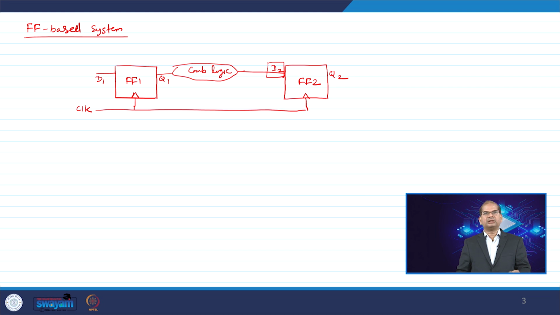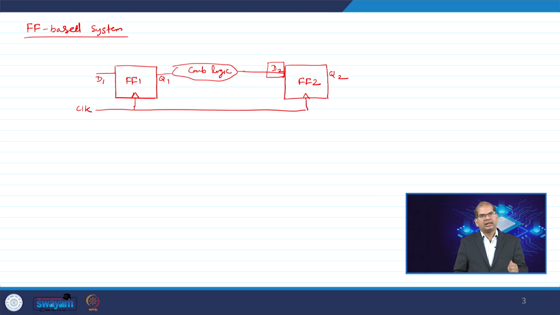If it comes earlier than the setup time of the flip-flop, then data has to wait till the clock rises, so it is wasting some amount of time. But if the data comes after the setup time of the flip-flop, then the system fails. So, the clock rising edge acts as a hard edge for the data to pass from the input to the output of flip-flop 2. This is the problem with a flip-flop based system.